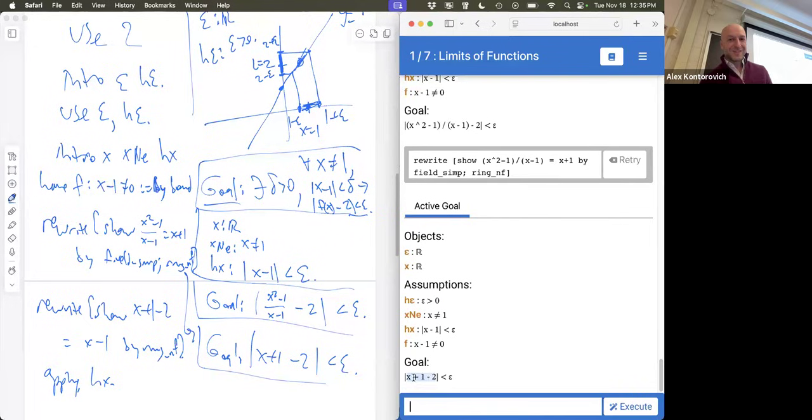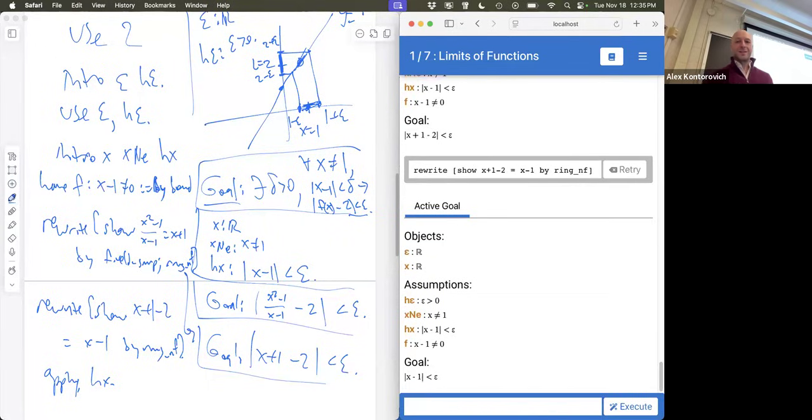So it did it. The new goal is x plus 1 minus 2. Rewrite, show x plus 1 minus 2 is equal to x minus 1 by ring. That's easy. And then we have exactly hx.